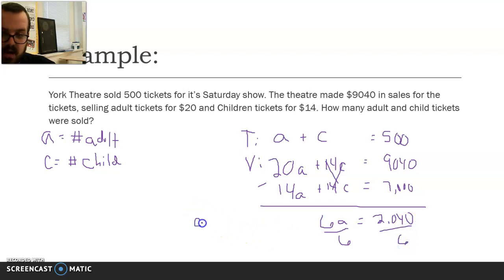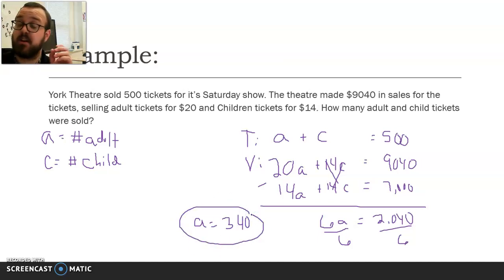And I'm going to get that my number of adult tickets is equal to, let's go ahead and do 2040 divided by 6. I got 340 adult tickets. Okay? Again, I'm not done yet. That's just the number of adults. We want to know the number of adults and children.